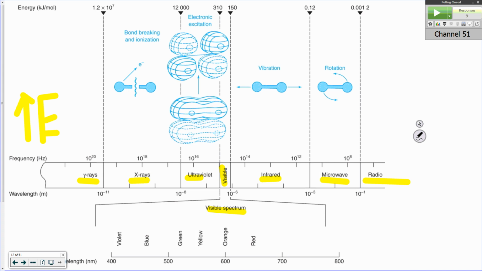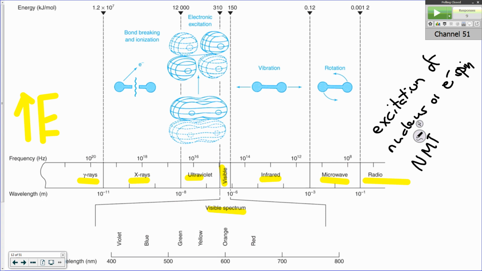So it's either the excitation of a nucleus or an electron spin. And we use those in NMR, nuclear magnetic resonance, like you did in organic. And there's one we don't use as much called ESR, electron spin resonance. But it's used to study free radical species.